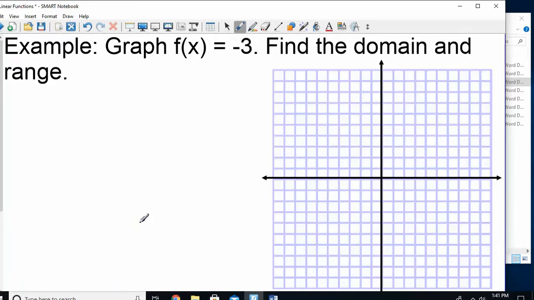What if I said f of x equals negative 3? F of x is the same as y. So that's like y equals negative 3, so what's that look like? X equals is vertical, y equals the number is horizontal.